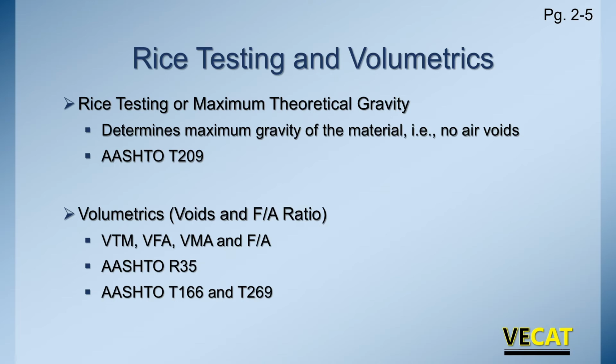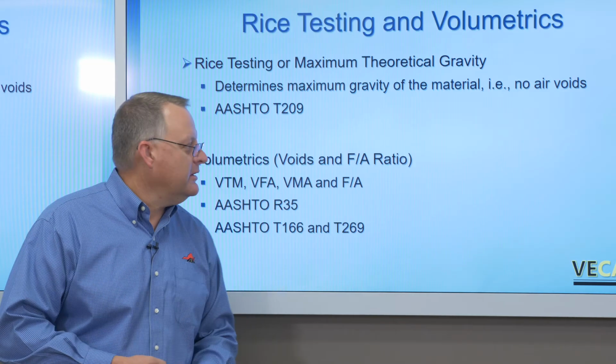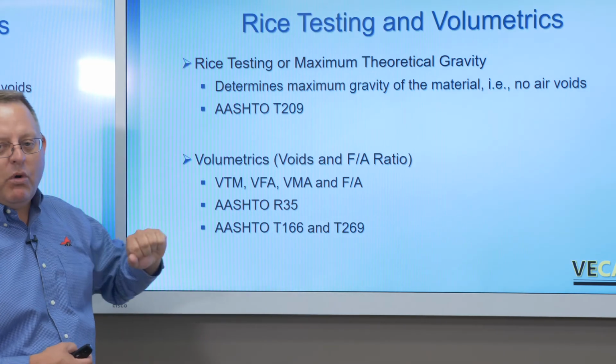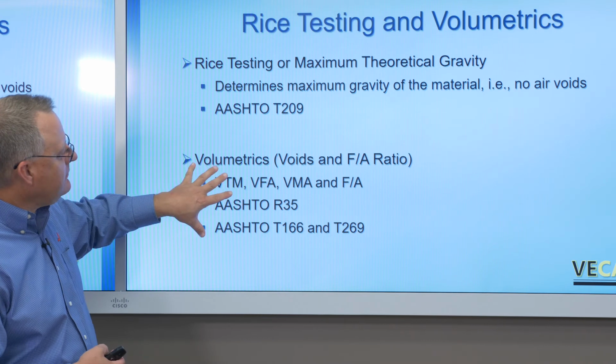That's following AASHTO T209, and the reason we need to know that is because we compare it back to our volumetrics. We use this value, this rice, to compare it to our volumetrics, but also those technicians in the field that are doing the density testing, they need to know what the rice is because they're cutting cores out in the field, and they need to compare that back to this maximum gravity to see if the compactive efforts in the field with that mix met the minimum spec requirements. So that's maximum, and we'll walk through that in another module.